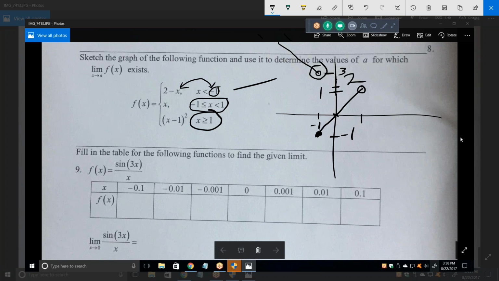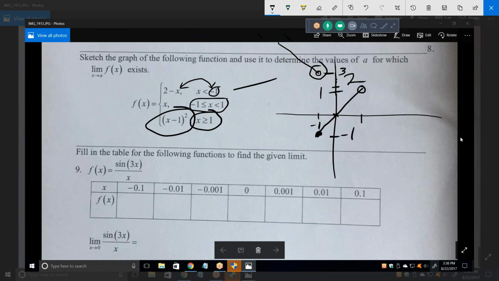Okay, and now this is the next part to look at. Whenever x is greater than or equal to 1, what kind of function is that? Is that a straight line? No. It's a parabola. Yeah. Okay, so I know I'm looking at a parabola.